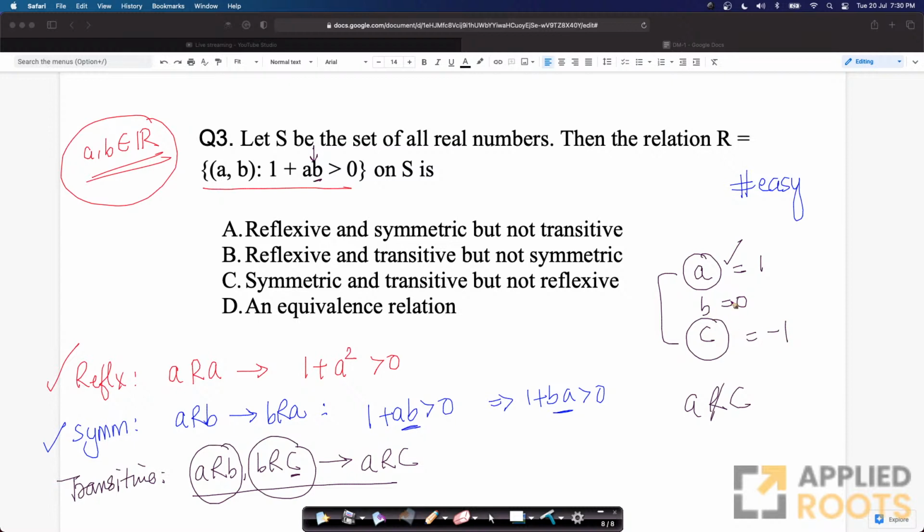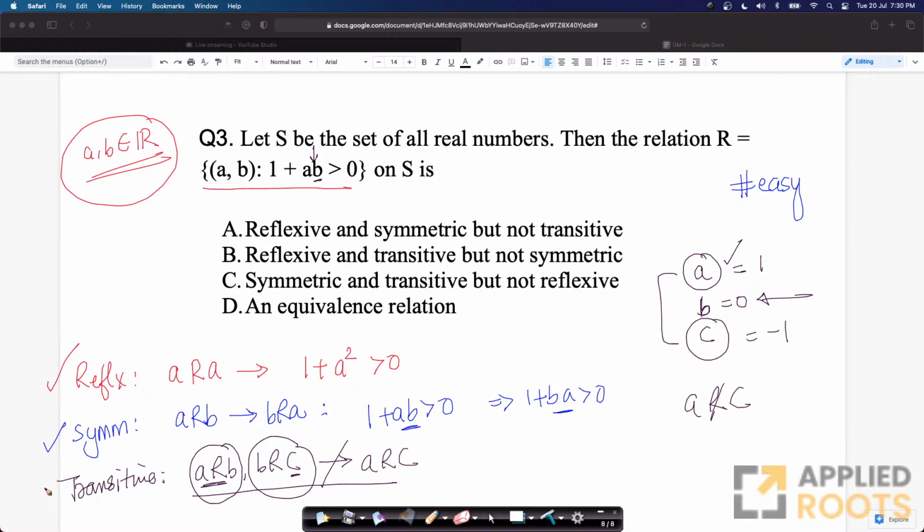But if b equals 0, a will always be related to b, right? So if you take this simple example, the catch here is to recognize what if I have b equals 0 in this type of transitivity? That's the key idea here. So if b equals 0, for any value of a, including a equals 1, a will be related to b, and b will be related to c if c equals minus 1. But that does not imply that a is related to c. So which means it's not transitive.